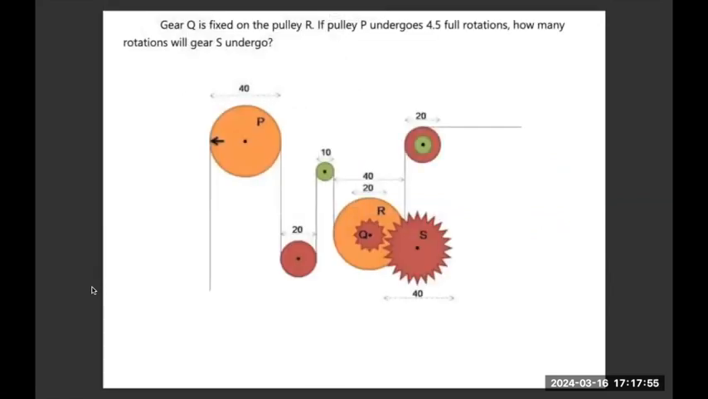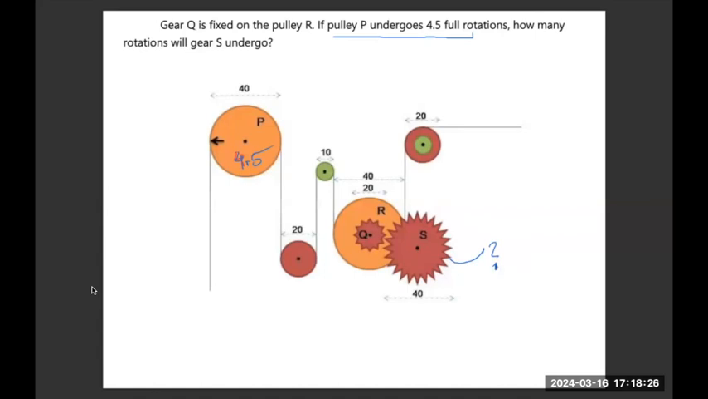Here, we are given a pulley system. Now, in this pulley system, you are given various diameters of the pulleys. What you are given is that pulley P undergoes 4.5 rotations. This is what is given. What I have to find is how many rotations pulley S will undergo.